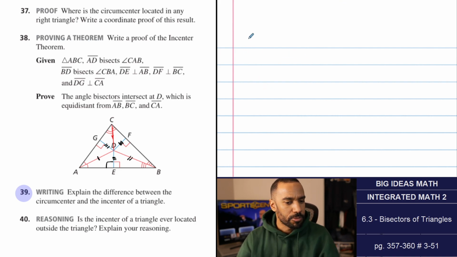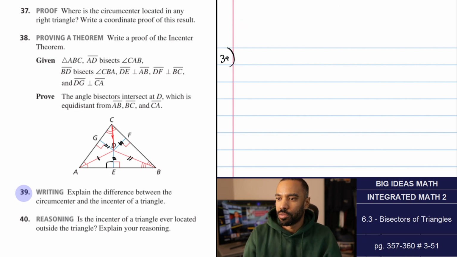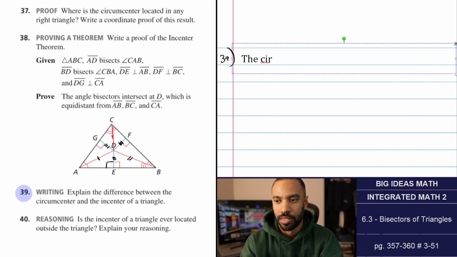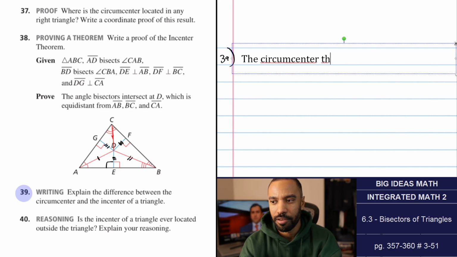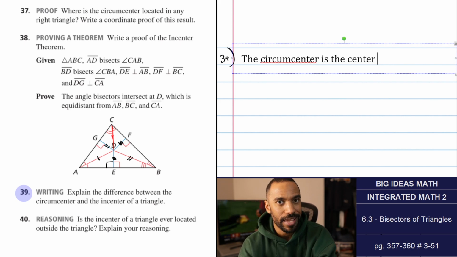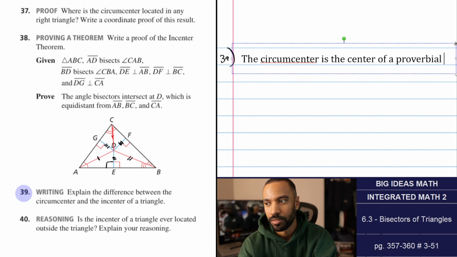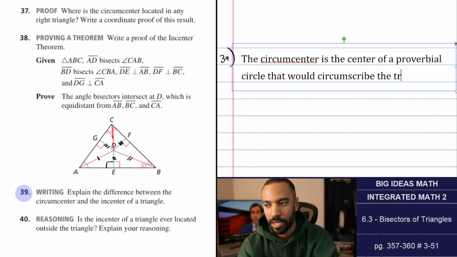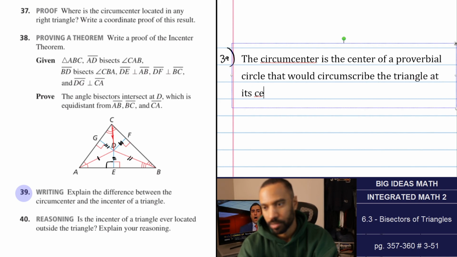All right, number 39. Explain the difference between the circumcenter and the incenter of a triangle. Fair enough. So this should be a quick one. The circumcenter is the center of a circle. Now, remember, you don't have to draw a circle in these things, but it is the center of a proverbial circle that would circumscribe the triangle at its vertices. I mean, that's what circumscribe means. It would intersect at its vertices.